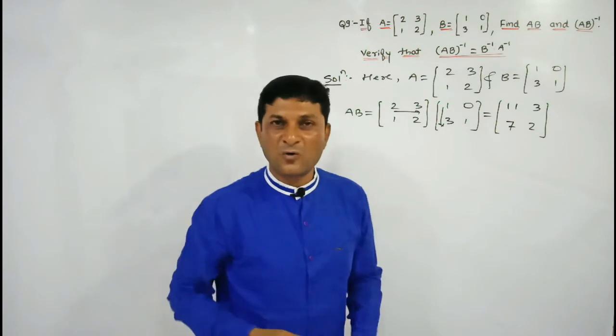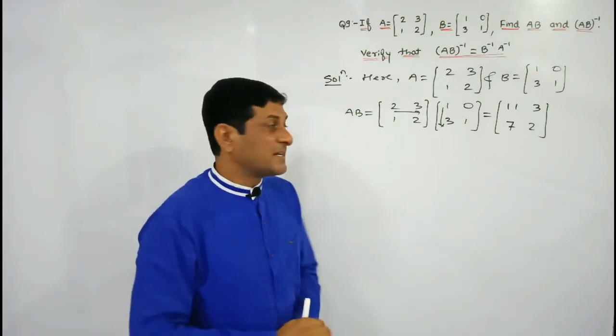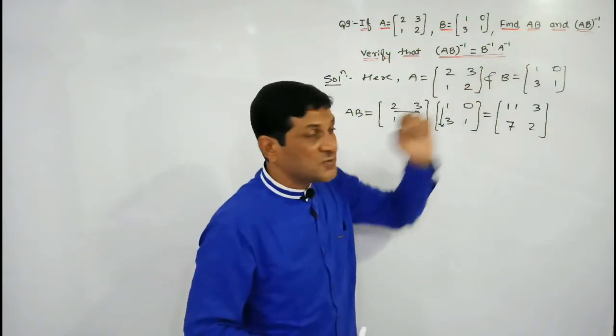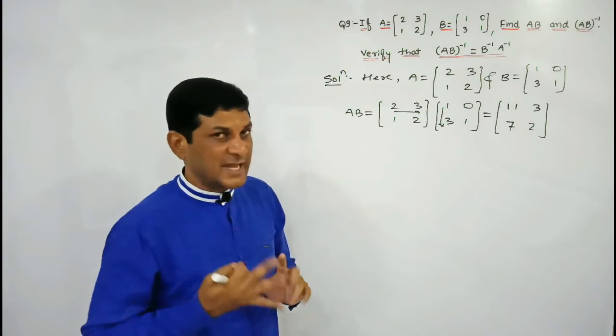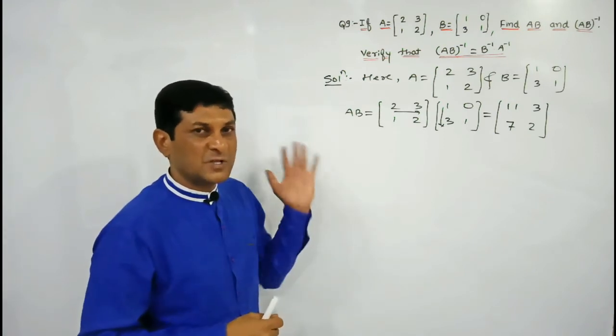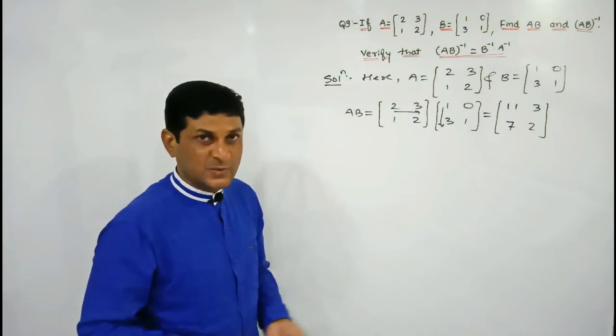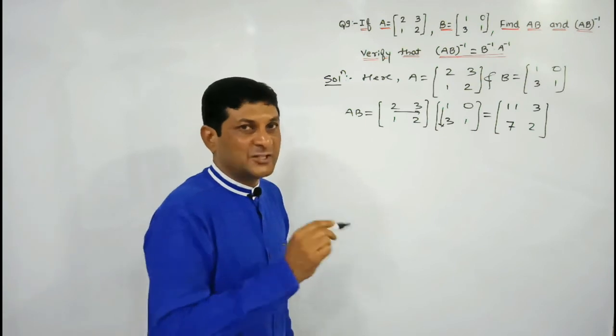In this way we have got the multiplication AB. Once the multiplication of two matrices is known to us, then we have to find its inverse. To find its inverse, we have three choices: either apply row transformation, column transformation or the adjoint method. Because the method is not mentioned here, we have a choice. So let us try to find the inverse of this matrix by applying the adjoint method.